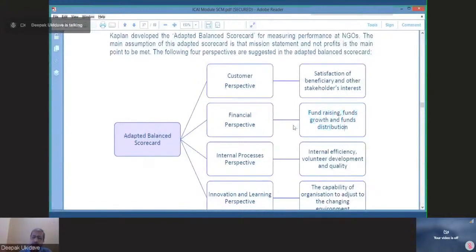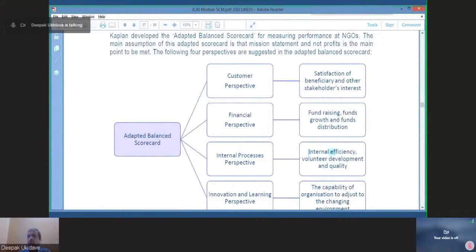Internal process perspective. The original word in Kaplan and Norton's model was internal business process perspective. But all of you understand this is not a business. It is a charitable organization, and therefore we don't use the word business over here. You must have seen that the word business has been dropped from internal process, because a not-for-profit organization doesn't have any business in terms of profit making. So, internal process perspective. Here comes internal efficiency, voluntary development and quality.